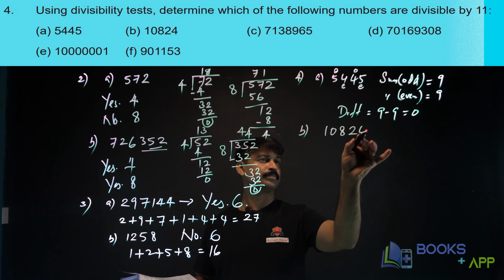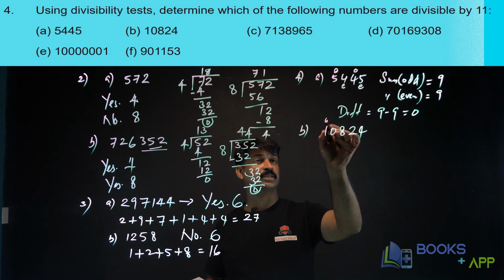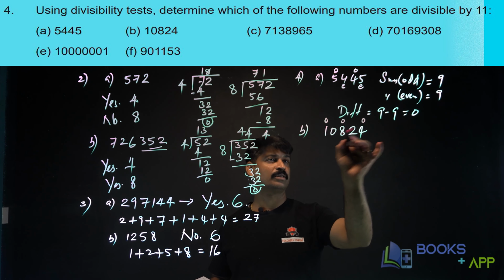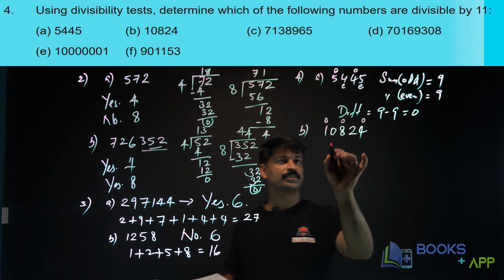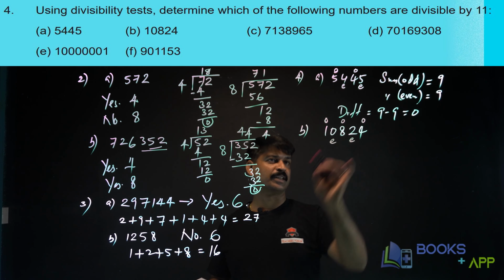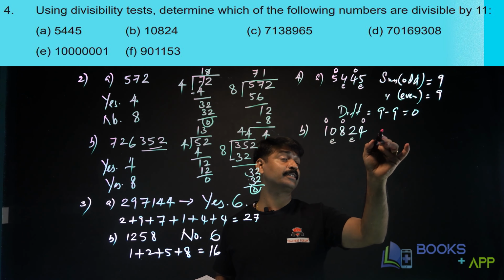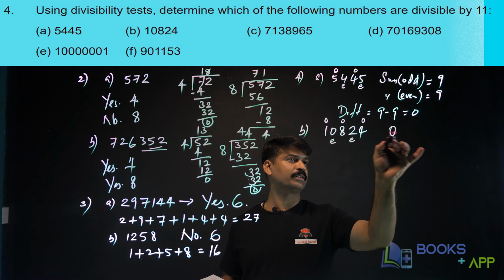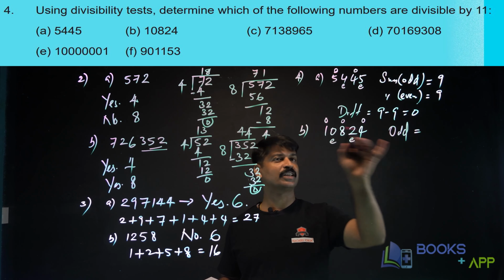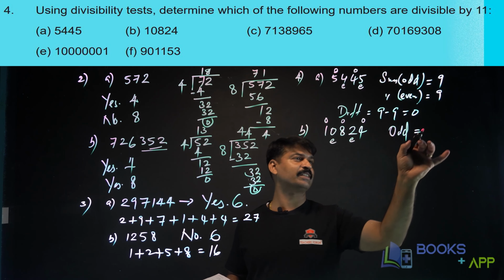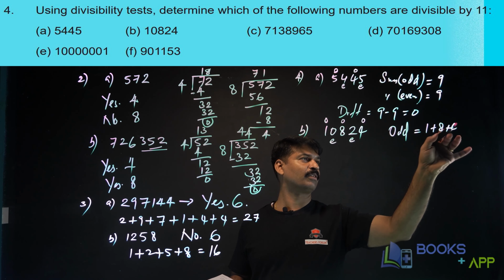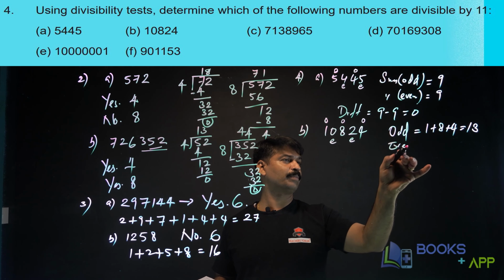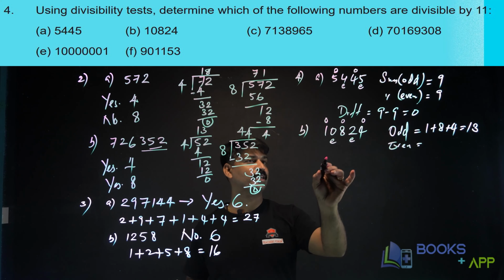10,824. Odd places: it is odd place, odd place, odd place, 1, 3, 5. Even places: it is even place, even place. Now add the numbers that come in the odd places. What is the odd sum? Yes, that is 1 plus 8 plus 4. What is that? 13 you get.